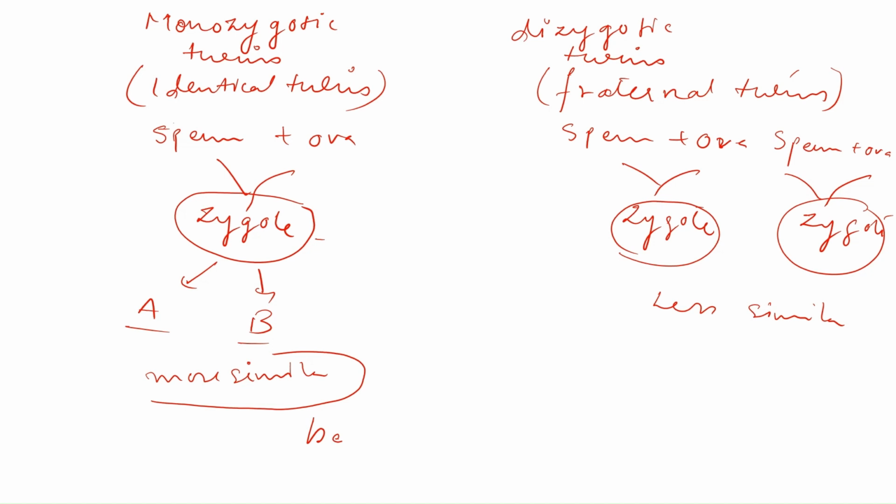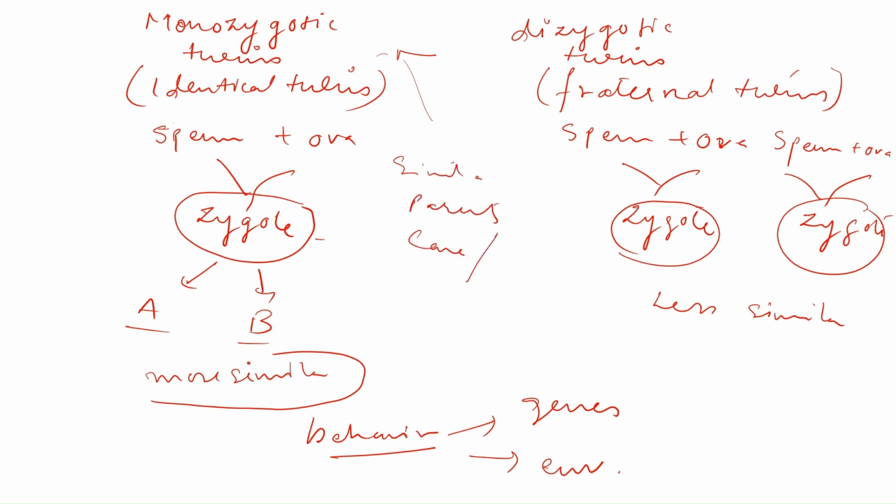Now, this behavior, till now, we learned that it depends upon genes, but environment does play a major role. That means behavior depends not only on genes, but also on the environment, on the surroundings. Because it was found that monozygotic twins get similar parental care, or parents treat monozygotic twins in a similar way compared to dizygotic twins. Therefore, their behaviors are more similar.